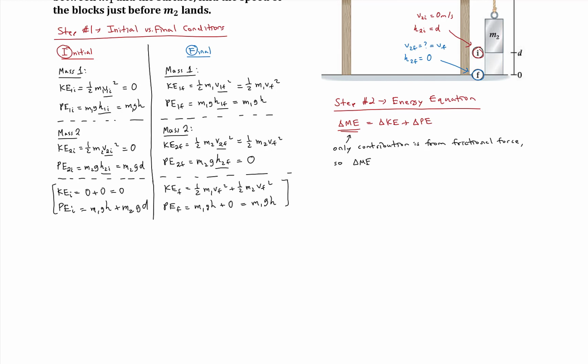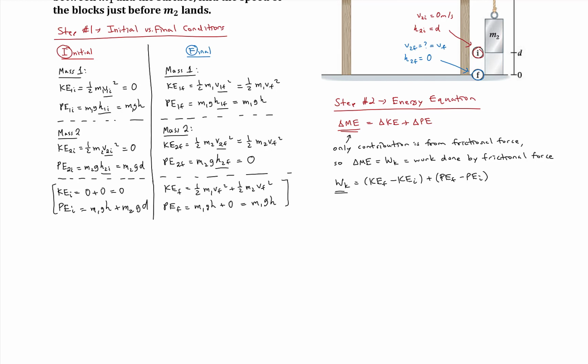So delta ME is equal to WK, which is equal to the work done by a frictional force. So there's no WEXT, or WEXT is equal to 0, but there is WK, which means we have WK is equal to KEF minus KEI plus PEF minus PEI.